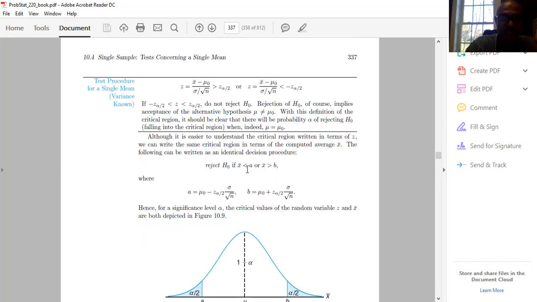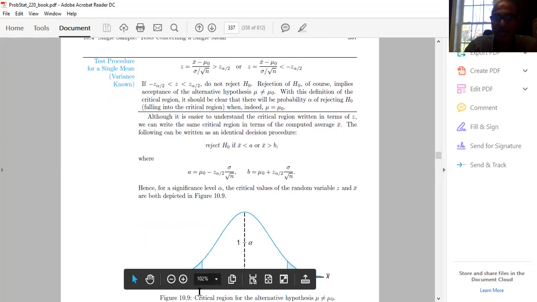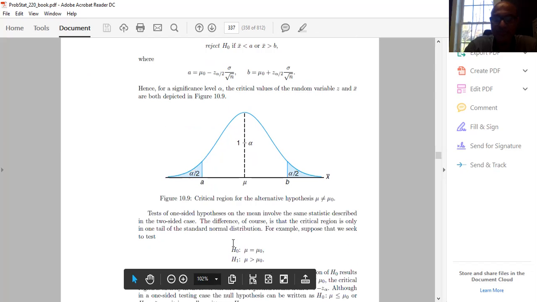So if X bar is less than A, you have to reject H0, because it is outside the interval. X bar less than A means it is outside the lower limit, and X bar greater than B means it is outside the upper limit. You can see the lower and upper limits, right? That is what I mean by alpha by 2 and alpha by 2, two-tailed. The total probability is 1, so it is 1 minus alpha, which is the middle portion.